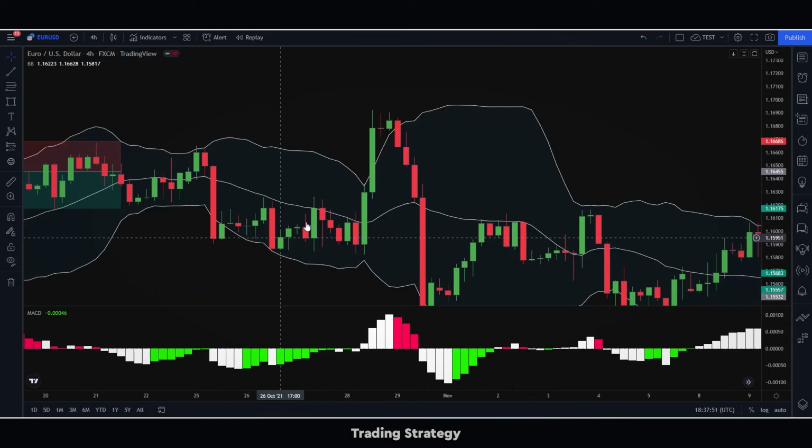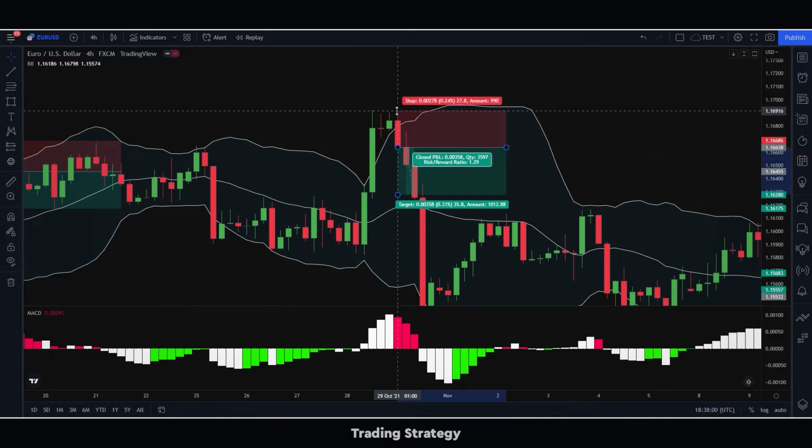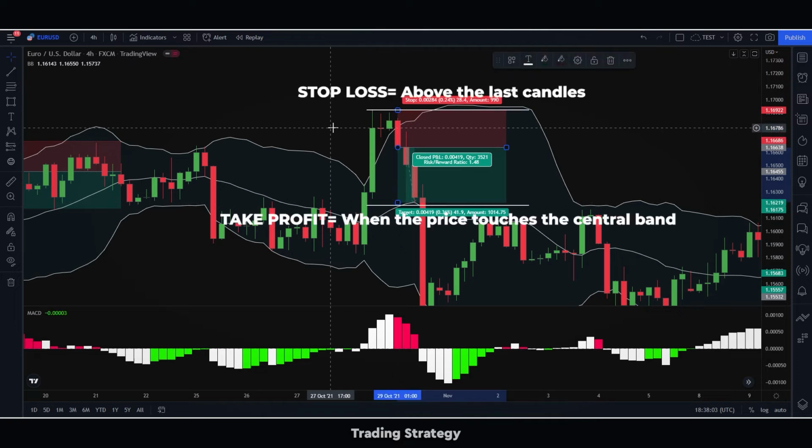To carry out a sell operation, we will simply have to wait for the price to be outside the Bollinger Bands and a red bar appears on the MACD. If this is true, we will carry out the sell operation. We will put our stop loss above these last candles and our take profit when the price touches the central band.